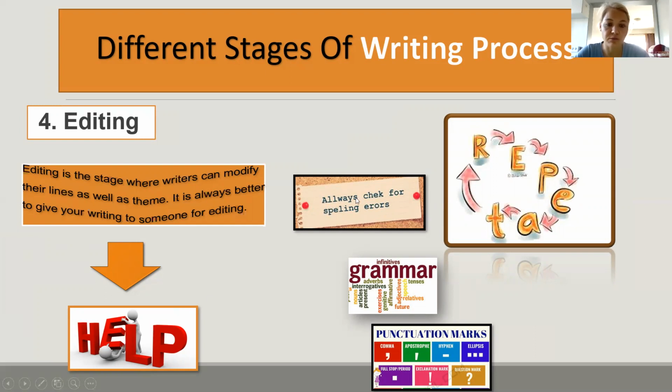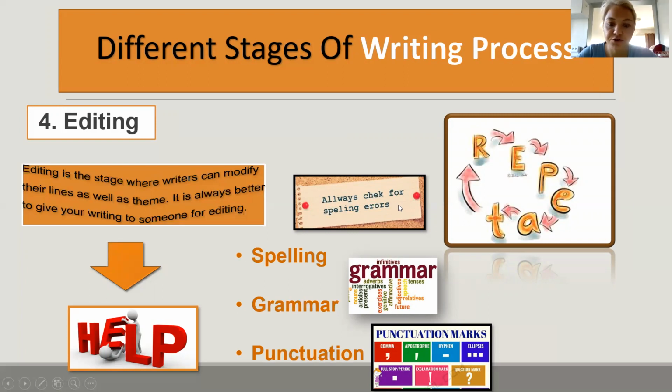So for example, always check for spelling errors. I don't know if you can find the spelling mistakes here. Always check for spelling errors. For example, if students don't know how to spell a word, it is a good way to give them a dictionary to find the spelling mistakes on their own. This way they will learn how to correct their own mistakes.